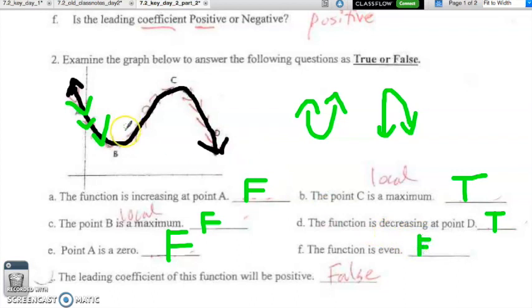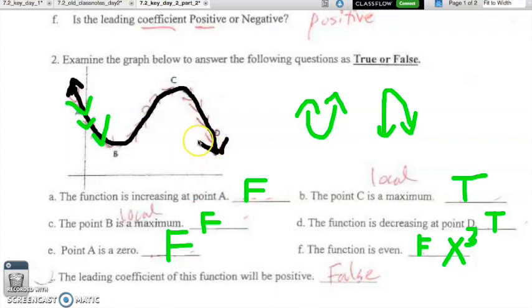The other way to tell is if there's two humps or dips, and this has two, then it's to the exponent of one more than the number of humps and dips. So if this has 2, then this function is to the third, and 3 is an odd number. Odd numbers end in opposite directions. So again, that's false. The last question is answered for you false, but I want to talk about why.